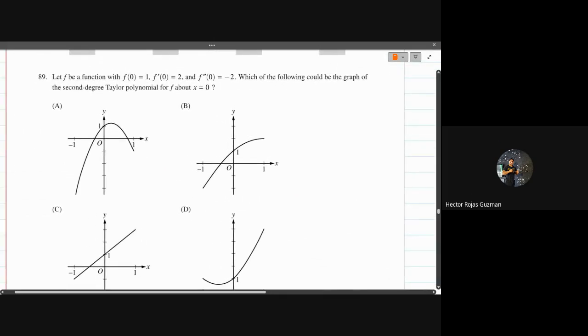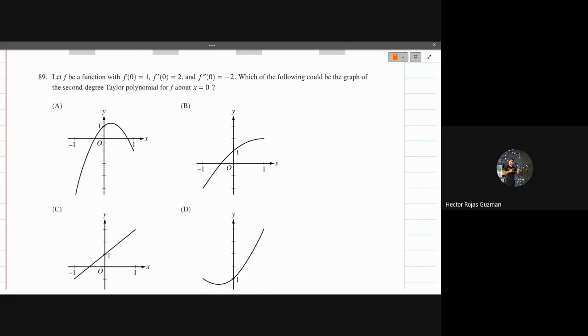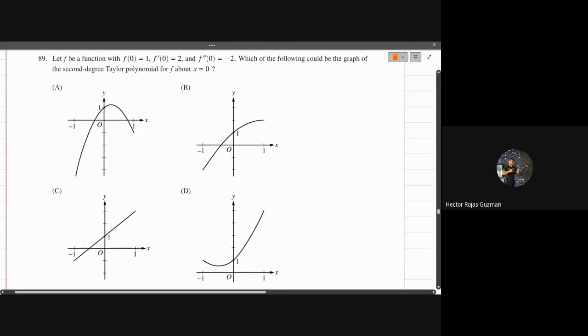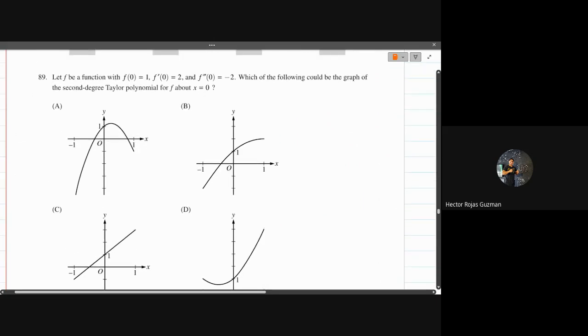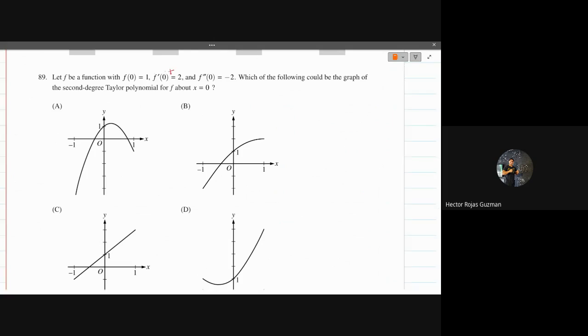Which of the following could be the, oh, a Taylor polynomial? Okay. Another BC question. So, f is a function where f of 0 equals 1. They all have f of 0 equals 1. F prime of 0 equals 2, which means the slope is positive, right? F of x is increasing.